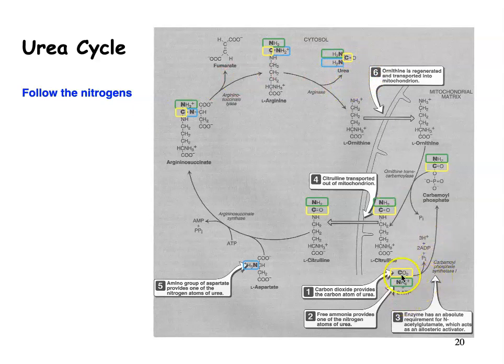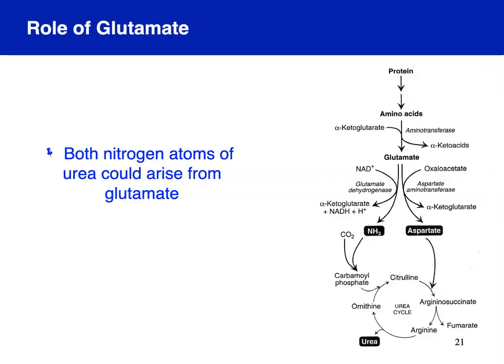You can see that from the bicarbonate at the beginning, one of the nitrogens comes from ammonia and the other one comes from the amino group of aspartate. Now, even though I said that, there's actually very good evidence suggesting that both nitrogens are actually donated from glutamate. If you think back to where we started, proteins to amino acids, and those amino acids are transaminated, loading the amino groups to alpha-ketoglutarate to form glutamate.